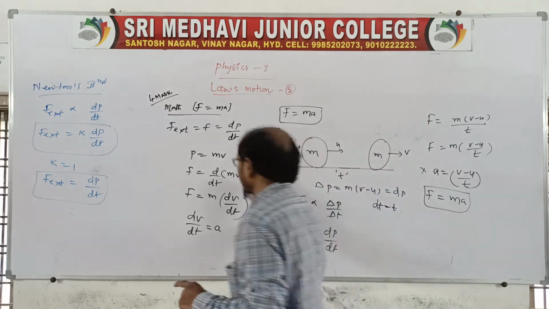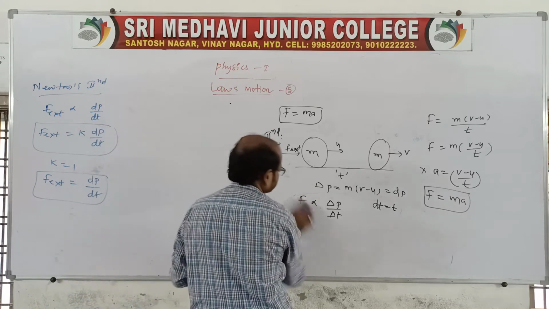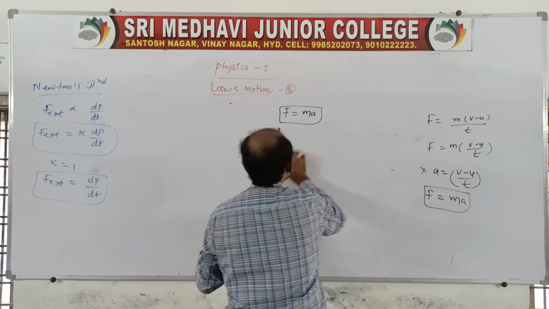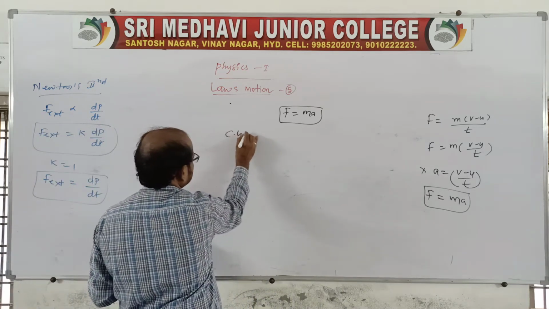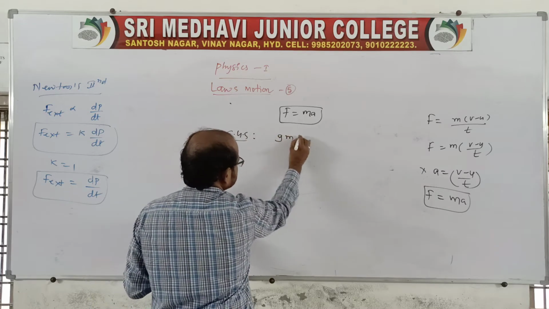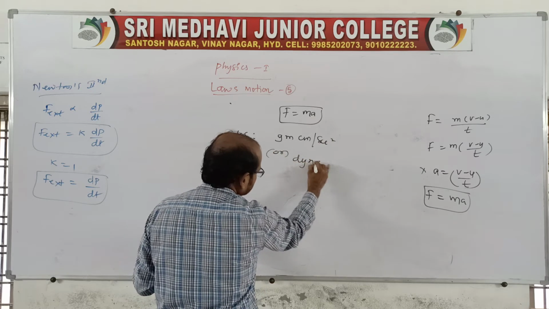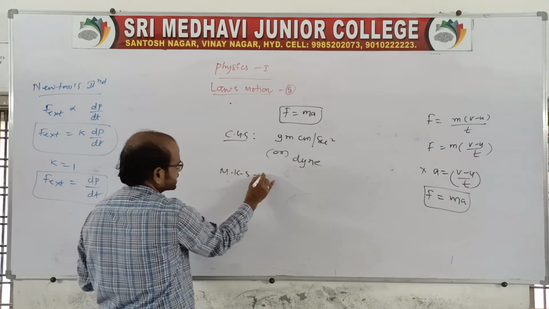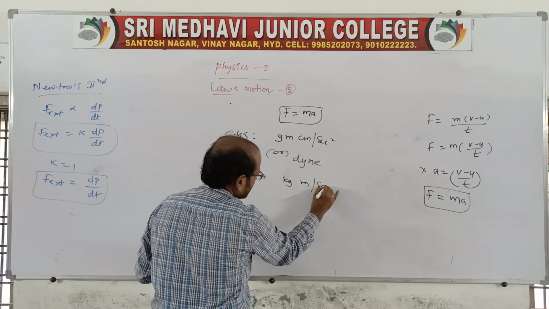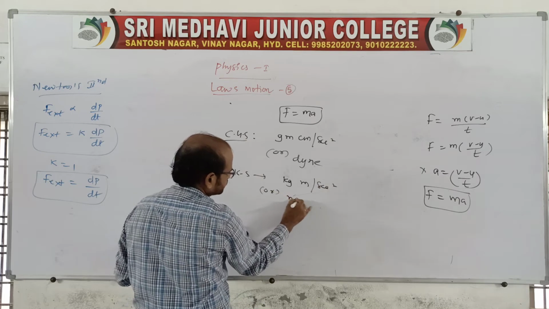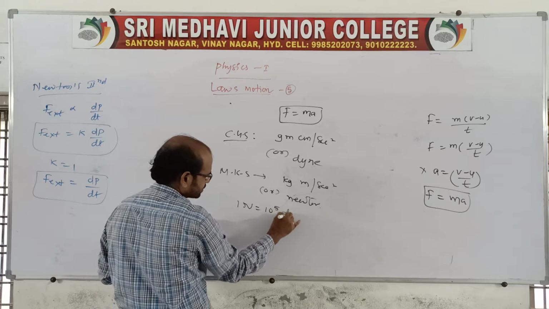According to Newton's second law, we can derive the units like this. F is equal to ma, no? By using F is equal to ma, the CGS system units we can write as gram centimeter per second square, which we also call a dyne. And in MKS, it is kg meter per second square, which of course we call a Newton. There is a condition: 1 Newton is equal to 10 power 5 dynes.